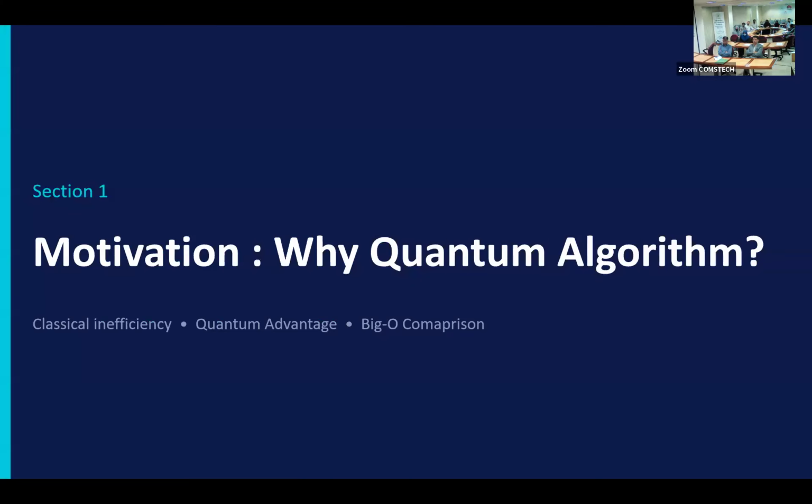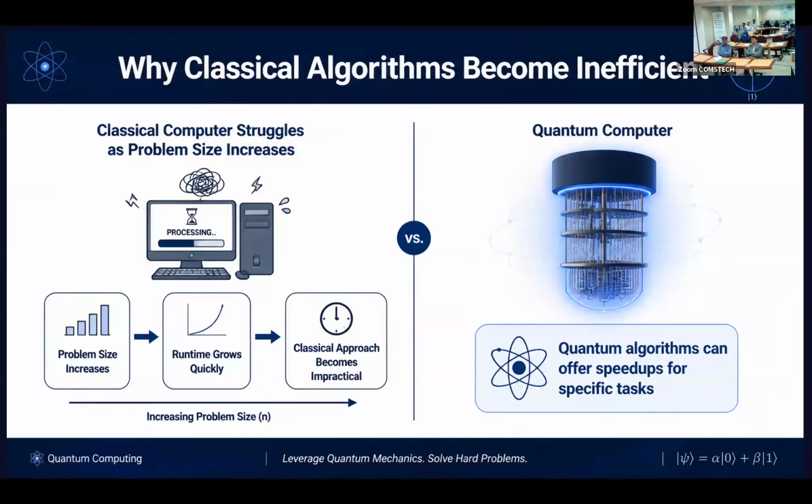So starting with the first section, that is the motivation. Why do we need quantum algorithms? So the answer is classical inefficiency. Why do classical algorithms become inefficient? You can see over here that as the problem size increases, the runtime grows linearly, exponentially, and you can see that the classical approach becomes impractical. For a large data size or any problem with big structure or size, the computational time is going to increase. But there is always a limitation to that computation.